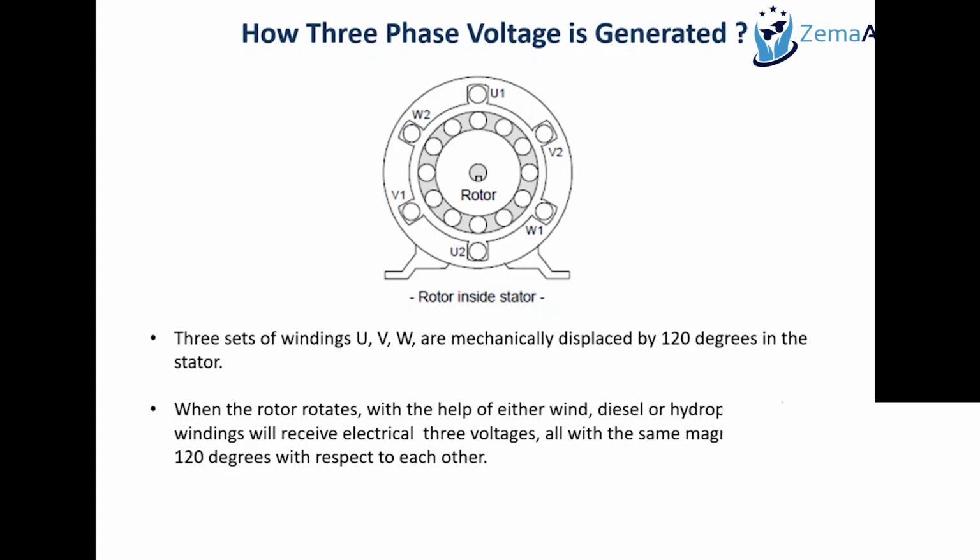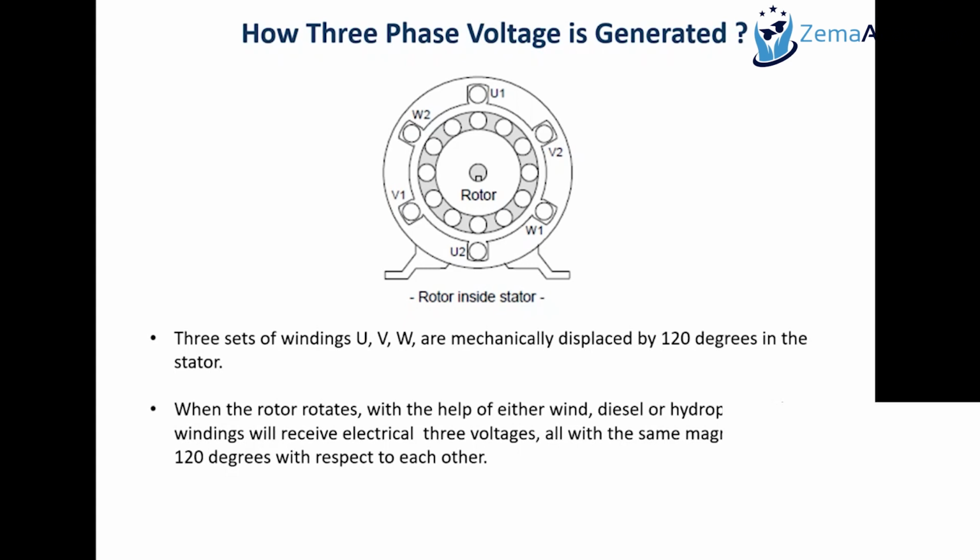So it's simple. When the rotor rotates and it cuts the magnetic flux in the stator, it will induce the voltage in those conductors. Just like a transformer, mutual induction is going on. But in this case, one part is rotating, another part is static. So it works on the principle of mutual induction.